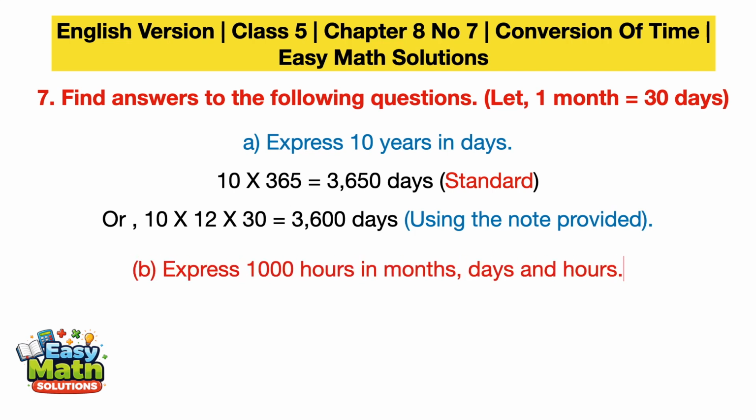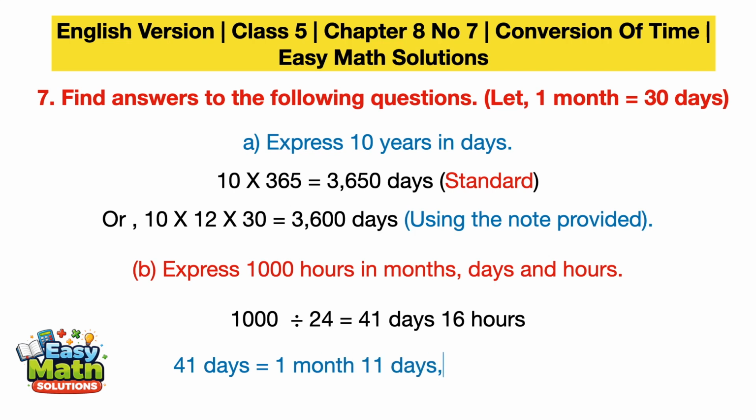And express 1000 hours in month, day and hour. 1000 divided by 24 hours in a day, that means 41 days and 16 hours. Then we can convert 30 days in a month, then 1 month 11 days and 16 hours.